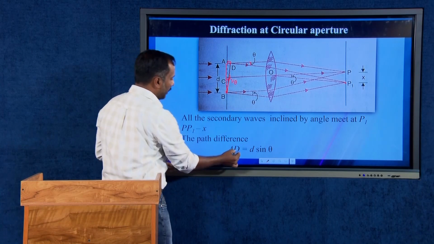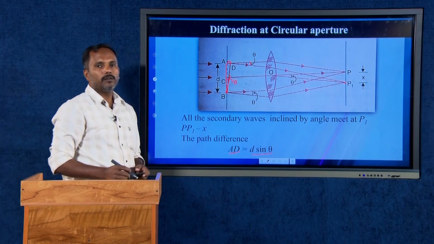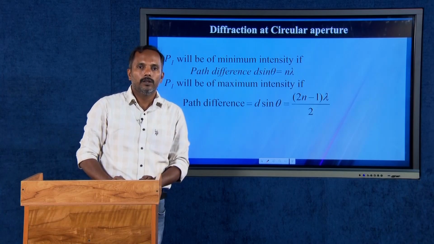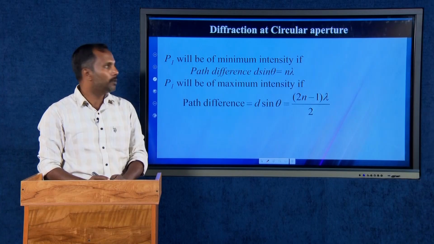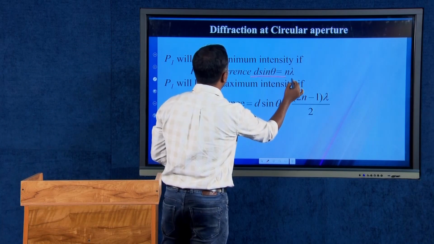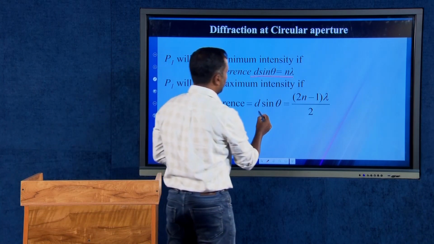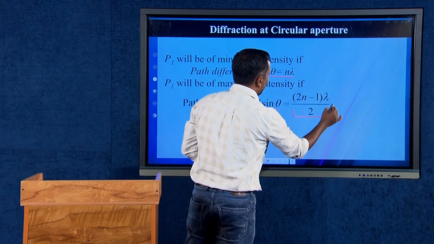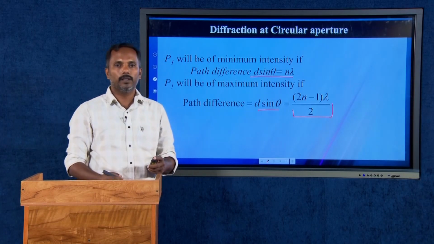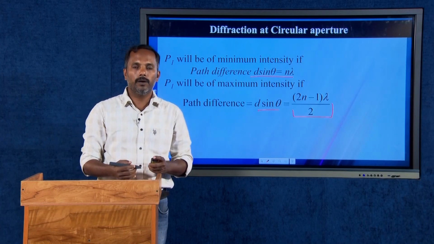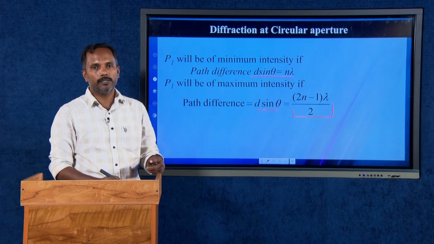Then you can easily calculate AD as D sin theta, where D is the diameter of the circular aperture. So P1 will be the minimum intensity if the path difference D sin theta is equal to n lambda. If this condition is satisfied, we will get the minimum intensity, or darkness, and if the path difference D sin theta is equal to (2n minus 1) lambda by 2, then we get the condition for maxima, which means P1 will be the maximum intensity.